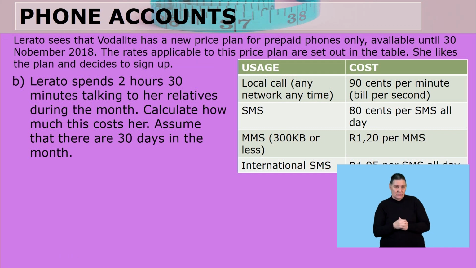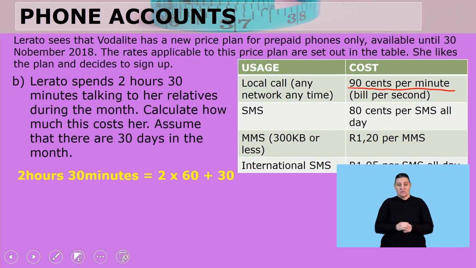Lerato spends 2 hours, 30 minutes talking to her relatives during the month. Calculate how much this costs her. Assume that there are 30 days in the month. Okay. So if she's calling here at 90 cents per minute. All right. So 2 hours and 30 minutes gives us 150 minutes.